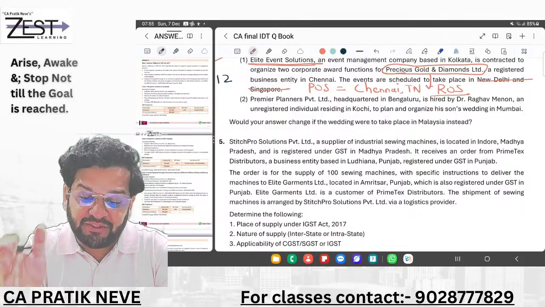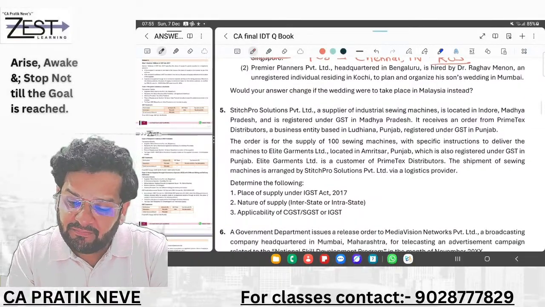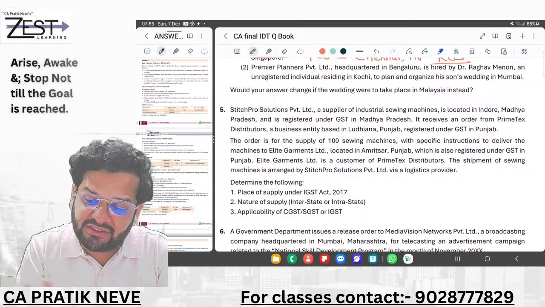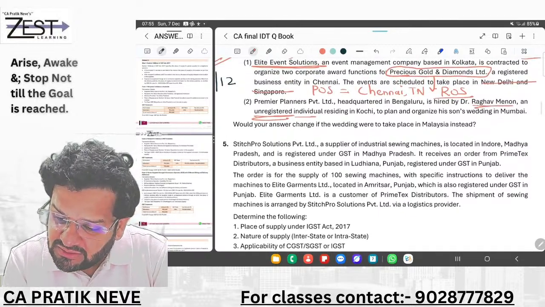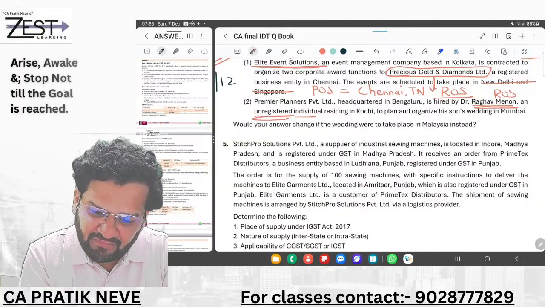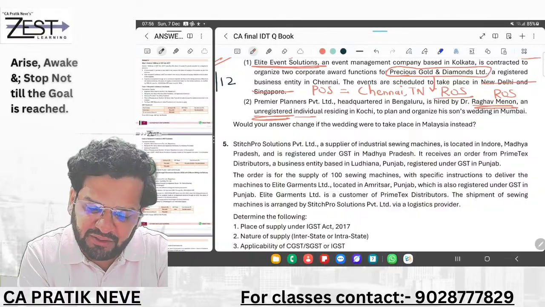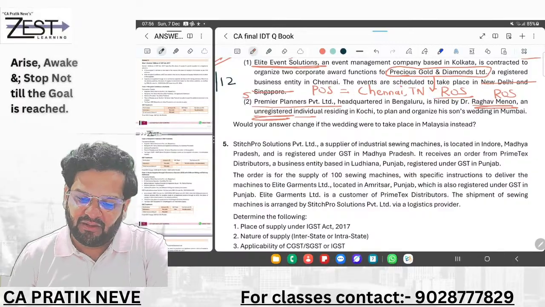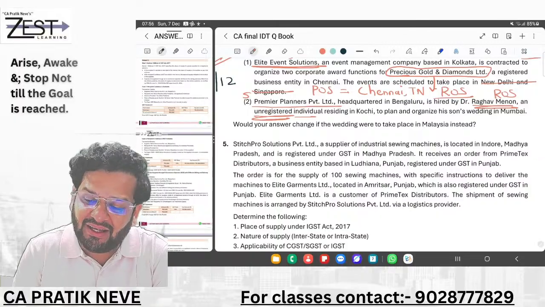Then Premier Planners Private Limited, headquartered in Bangalore, is hired by Dr. Raghav Menon, an unregistered individual. So in short, recipient of supply is unregistered. Here recipient of supply is unregistered and Premier Planners Private Limited is supplier, to plan and organize son's wedding in Mumbai.